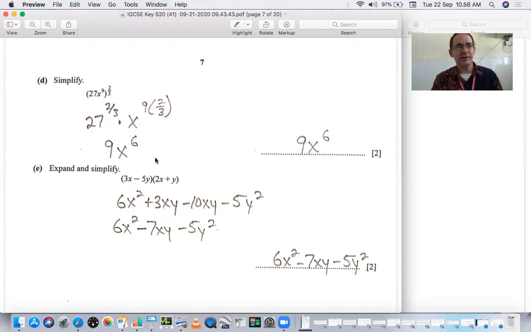Or you can do it on your calculator. When you have an exponent raised to an exponent, you multiply. So you get 18 over 3, which is 6. So you have 9x to the 6th.